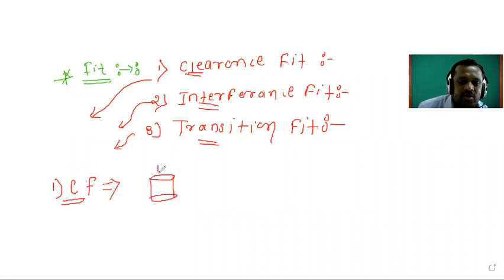And in that hole, suppose we have inserted this shaft. In between, suppose this is your shaft and this is the hole. Whatever space is remaining in between, that space is called the clearance. Right? Yes or no?